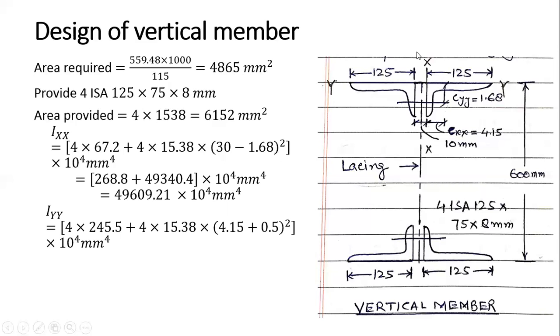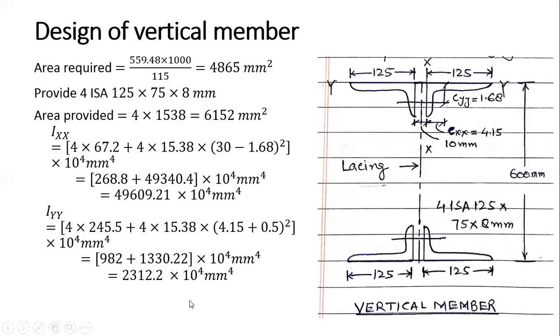Then I have to calculate Iyy. This is my yy axis. So Iyy is equal to 4 into Iyy plus 4 into area into h bar whole square. So h bar will be how much? This is Cx. You see that Cx is 4.15. This is the CG of this angle. So this CG plus this half distance. The distance between this and this is 10 millimeter. So half is how much? 5 millimeter, means 0.5, and I convert into millimeter again by multiplying by 10 here. So this is your 4.15 plus 0.5. Okay, so this is my Iyy.